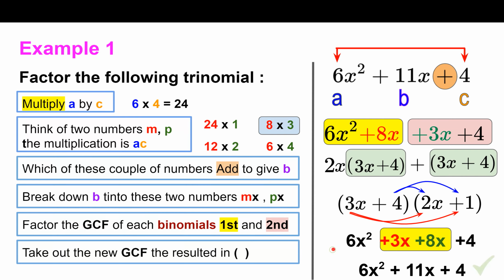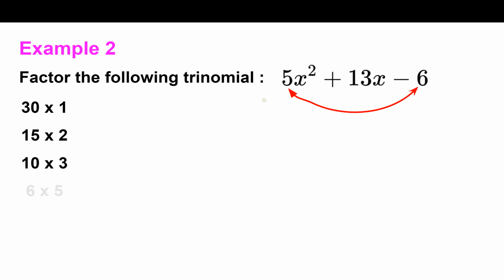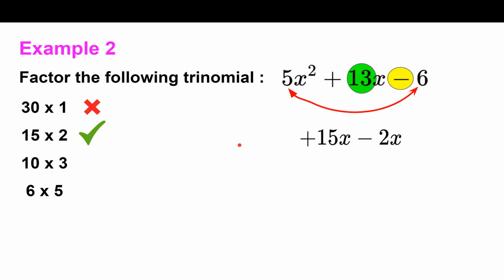The next example will go a little faster. If I have 5x squared plus 13x minus 6, the first step, we said, is to multiply 5 times 6. That's 30. So what are the options we have? 30 times 1, 15 times 2, 10 times 3, or 6 times 5. Now which of these two numbers subtract to give you 13? Well, it's obvious that it is 15 and 2. So the next step is to break down the 13 into 15 minus 2.